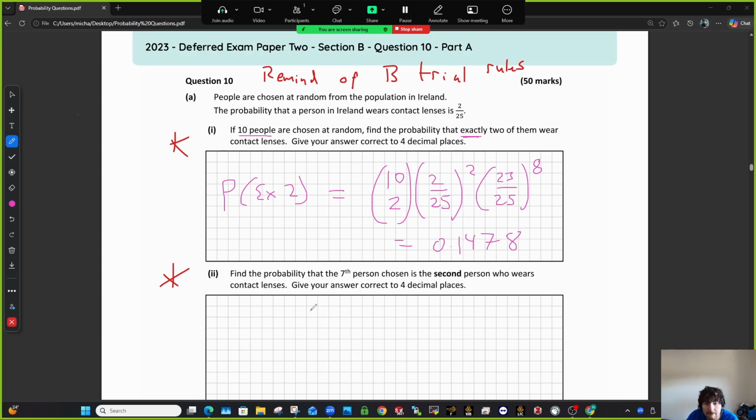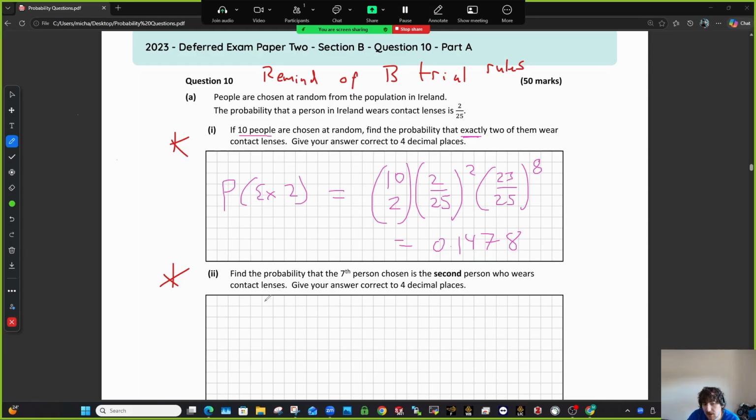1478. Okay. Now this is a great question down here. This is what we want. I remember at the very beginning of this video, we had the rugby match, but it wasn't a good question because the very first miss occurred on the 4th attempt, whereas this is what we want. Find the probability that the 7th person chosen is the 2nd person who wears contact lenses, okay?